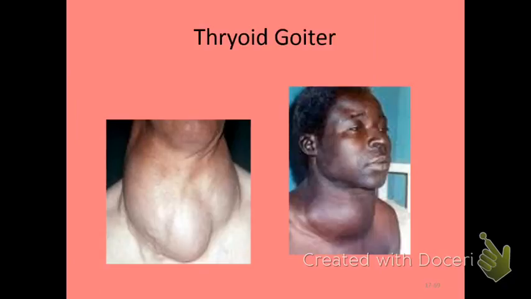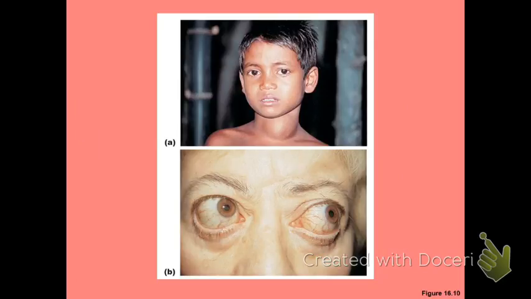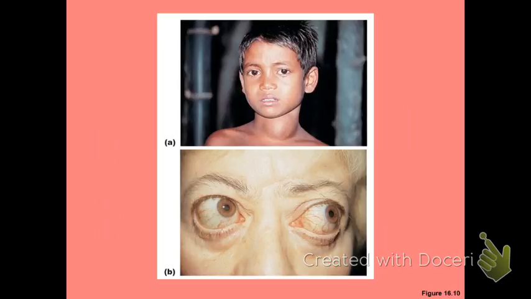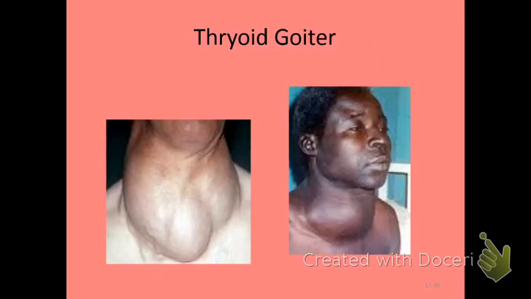Here's another couple. These are some pictures of goiters. We'll go back to this one here, the young man with a goiter starting. Mostly third world countries. Picture B relates to the exophthalmos with Graves' disease. So we're getting some diseases here that are more prevalent than others.